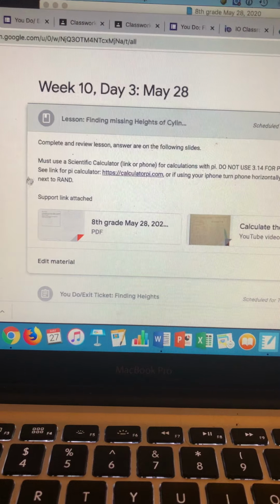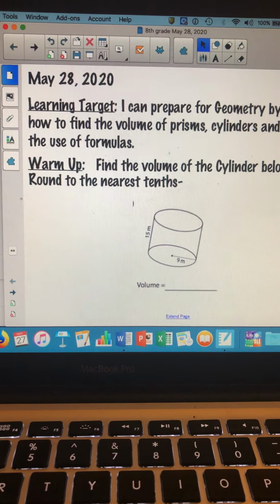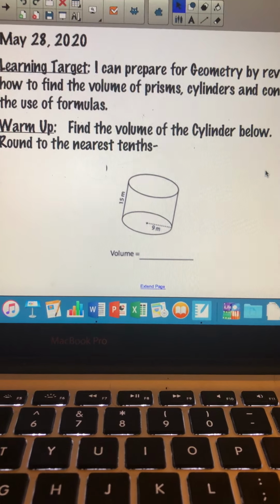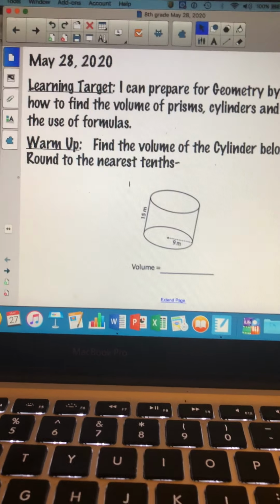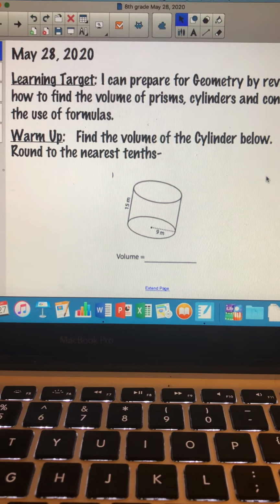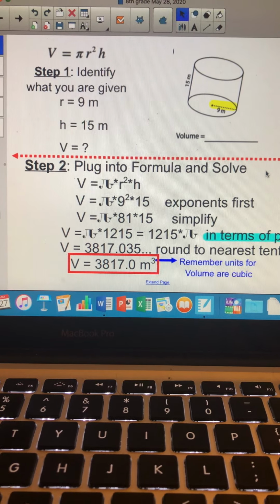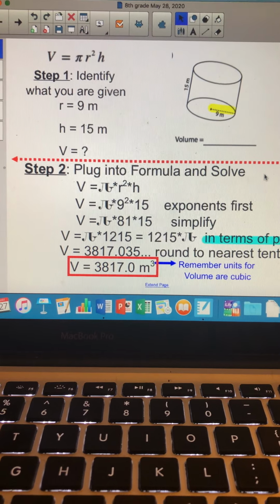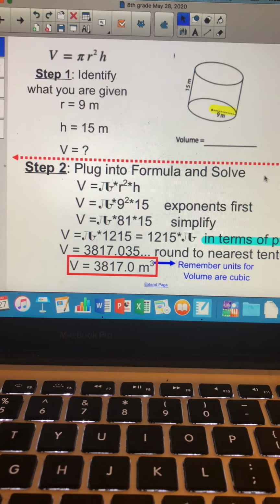Okay, so this is your lesson. I'm going to use my bigger version for our video today. So you have a warm-up where I'm asking you to find the volume of the cylinder below. Most of you did very well with this yesterday, as I would assume you would since we've already covered it. Okay, and there's your work for the answer. Remember, in terms of pi, rounding to the nearest tenth. When finding volume, we use cubic units.